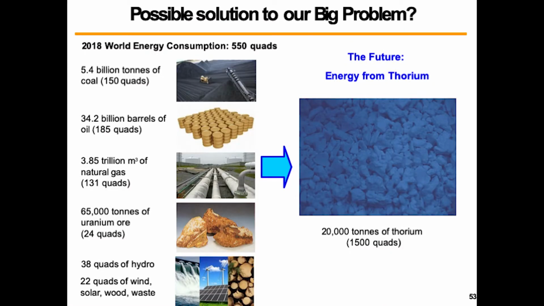So just to summarize our big problem, this was last year's energy consumption in the world: 2018 quads, 5.4 billion tons of coal, and all the other sources. If we triple our energy consumption, we would need 20,000 tons of thorium to feed the world with energy, which is much less than current amounts. Of course, that's sort of the road not taken, right?